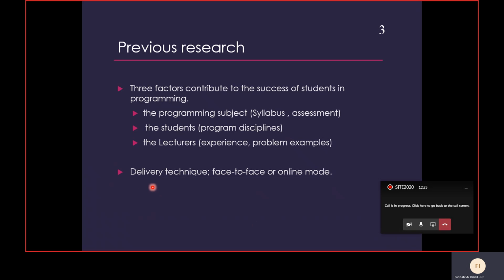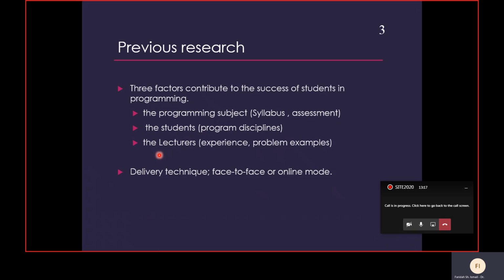Based on previous research, there are three factors contributing to the success of students in programming. Number one is the programming subject, for instance, what the syllabus is about, and what the assessments given to the students are. On the student aspect is the background discipline of the program that they are now at, for instance, whether they are from a technical background or non-technical background. And the third factor is the lecturers, whether the lecturer teaching the principles of programming has experience and what problem examples they use in their classes.